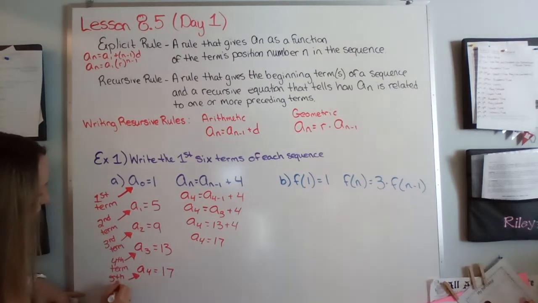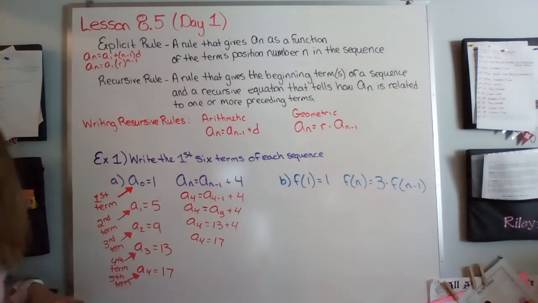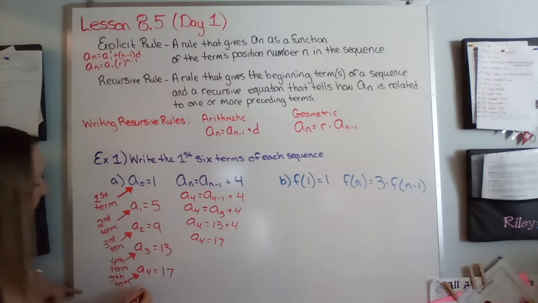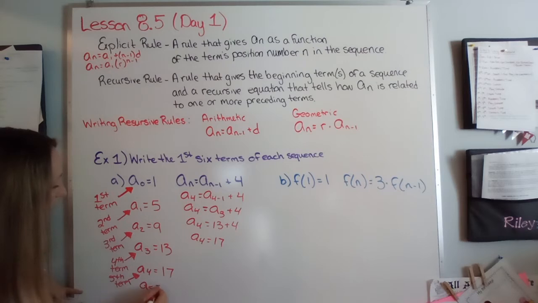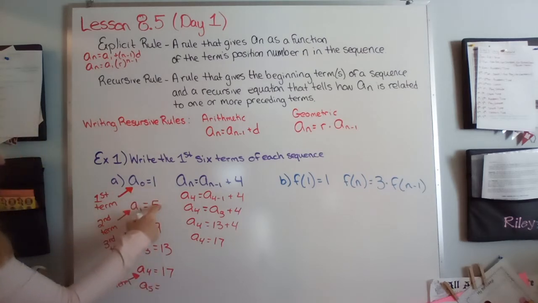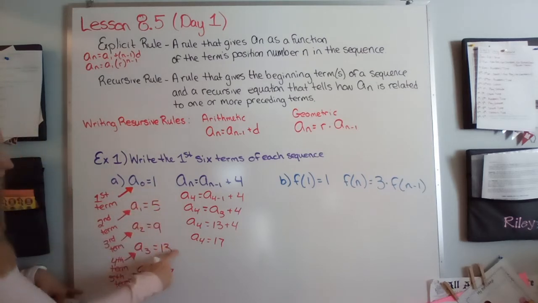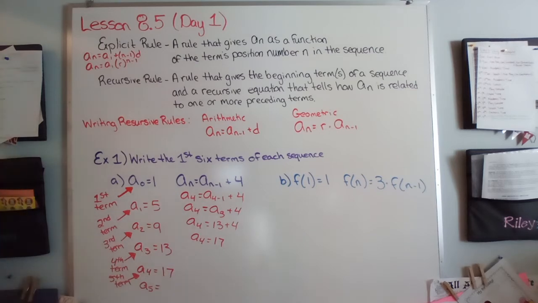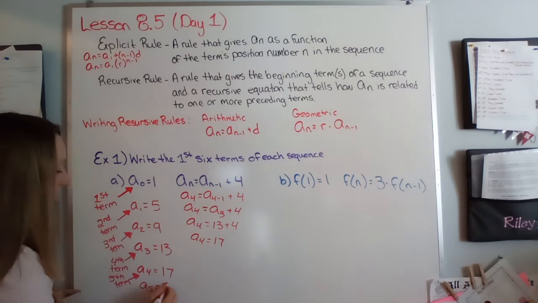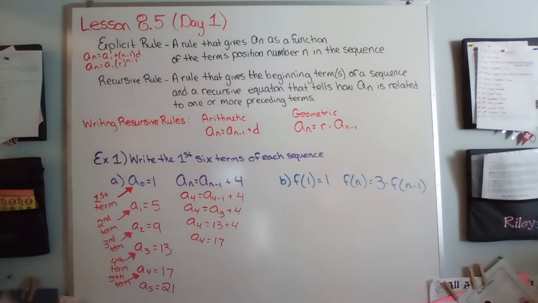Now I'm going to take a shortcut for the sixth term. I'm not going to use the equation. If each time you're just adding 4, adding 4, adding 4, adding 4, because it's arithmetic, I know I'm going to have 21.